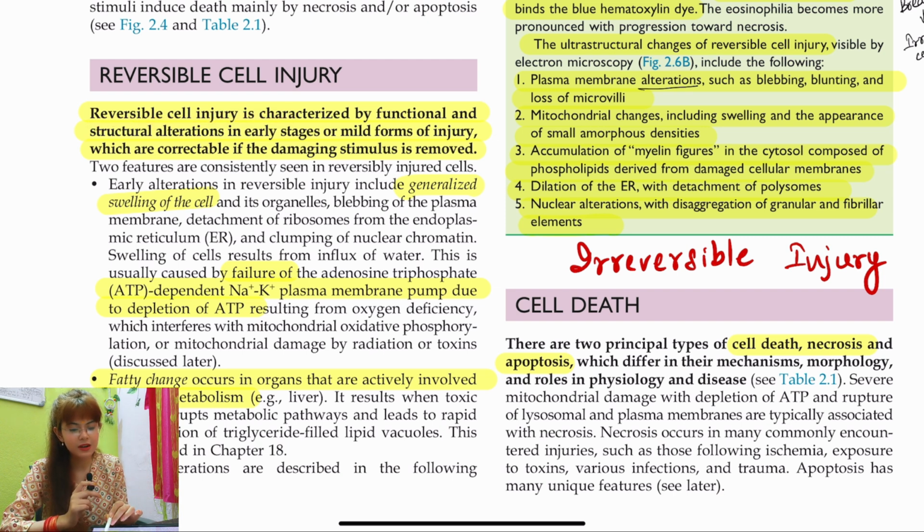So what happens is early alterations. Well, what are the changes? Number one is the generalized swelling of the cell. Why does this happen? Because of the failure of the ATP dependent sodium potassium plasma membrane pump due to depletion of ATP.